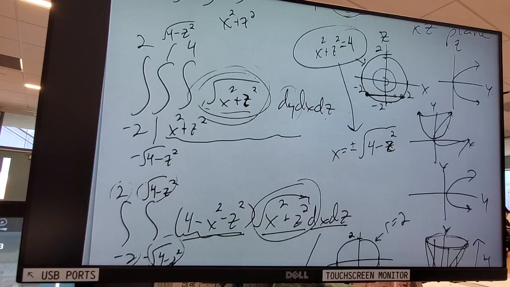We weren't getting a volume. We were actually analyzing the total value of the sum of that function across that region. That's the square root of x squared plus z squared, which is very much not 1. Okay. All right.